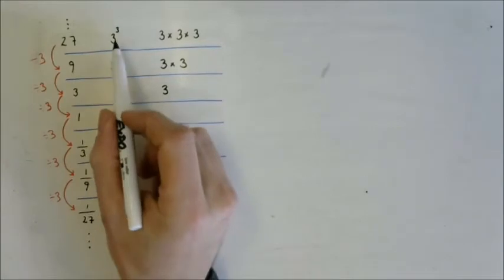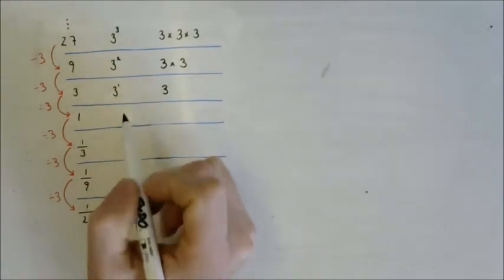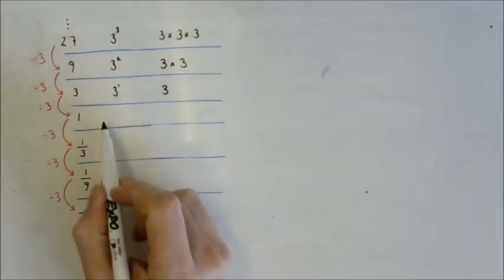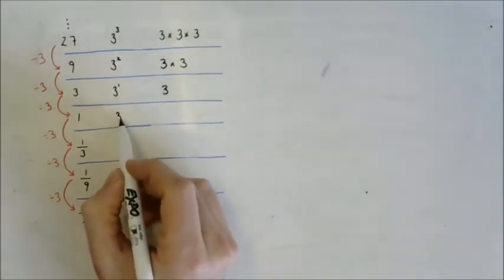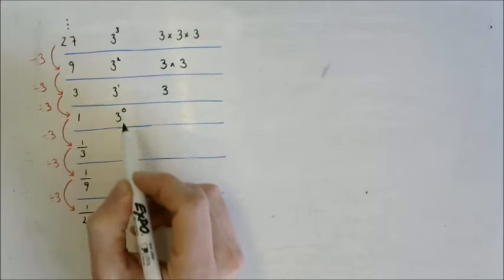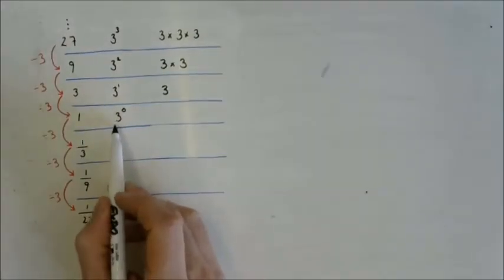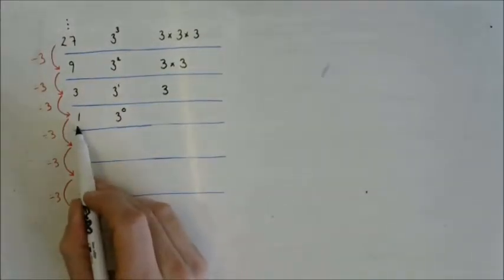If we follow this pattern down, what should be my next power in this column? 0. 3 to the power of 0. 3 to the power of 0 is 1.